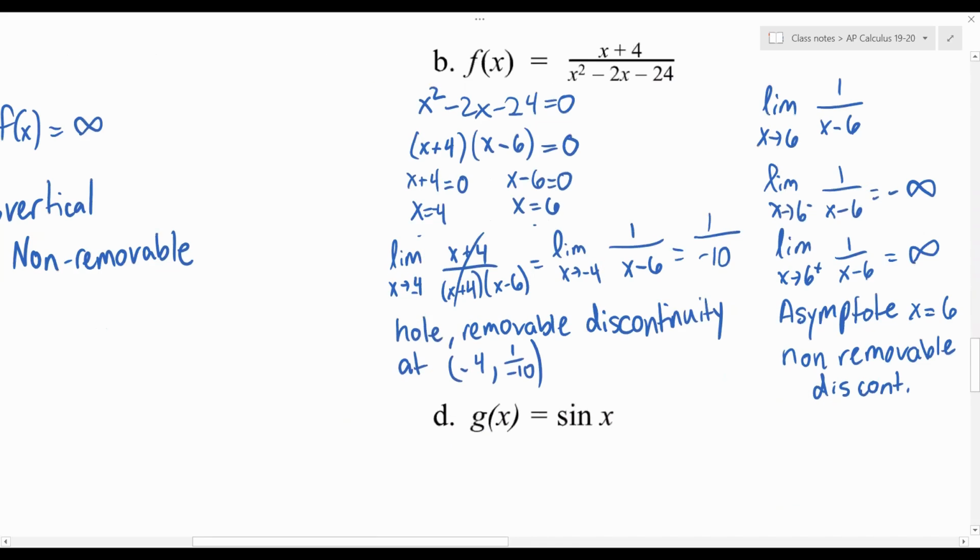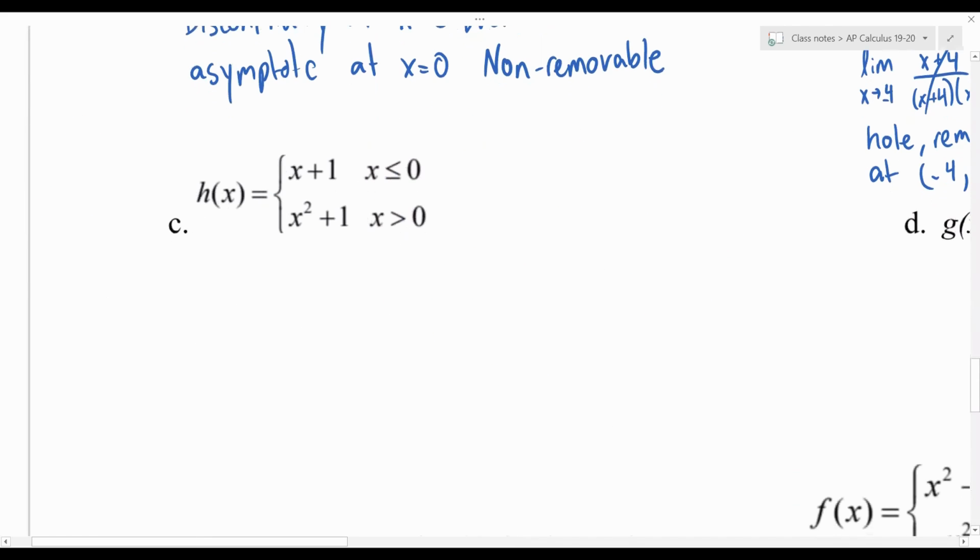Let's look at the next one. Here we have a piecewise function. Now, if we have just a linear graph, that is always going to be continuous. If we have just a quadratic graph, that will also be continuous. All polynomials are continuous. The only point that we have to check here is where we switch from the top to the bottom part. We switch at x equals 0.